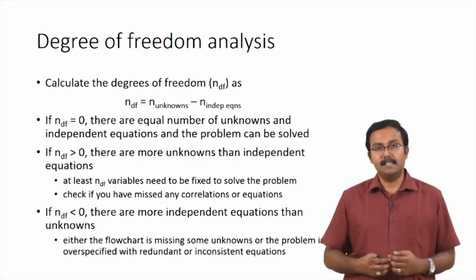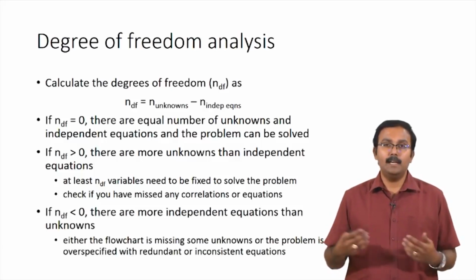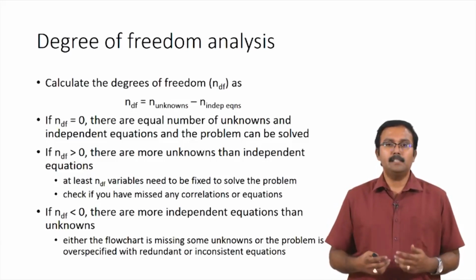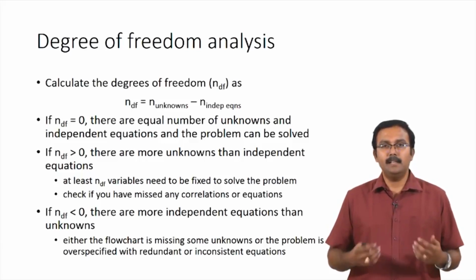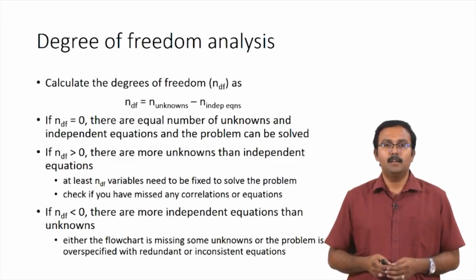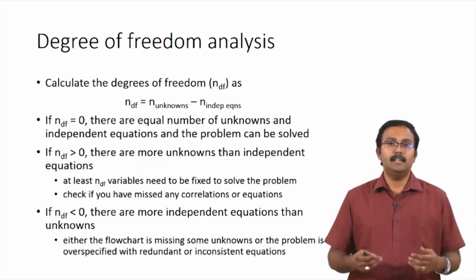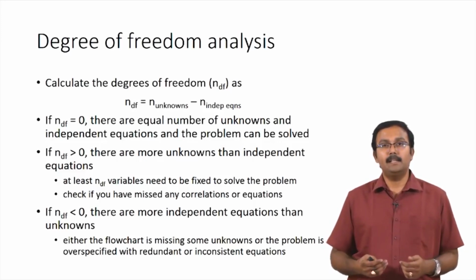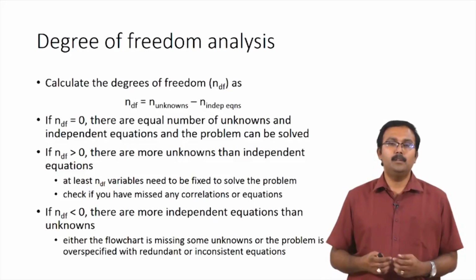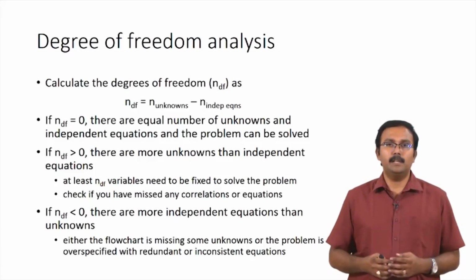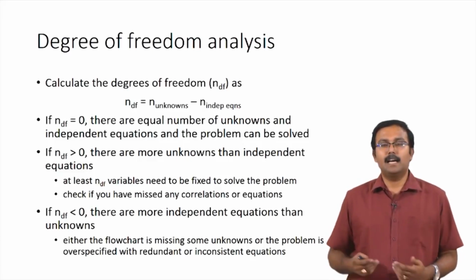If NDF is less than 0, then there are more independent equations than unknowns. Although this does not happen commonly, in some cases you would see this happening. This could either mean that some of the unknowns have been missed while preparing the flow chart, or it is also possible that the problem is over specified, which could mean either there are redundant equations and information provided to you, or there are inconsistent equations which will lead to confusion while solving the problem. So, performing this degree of freedom analysis can ensure that the problem you are working on is actually solvable.